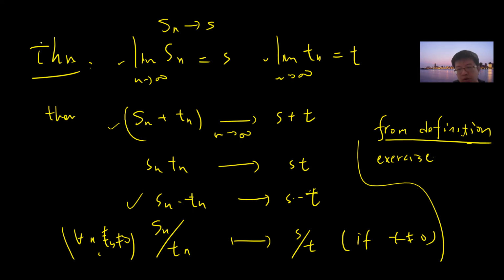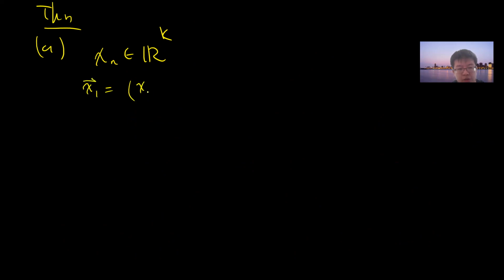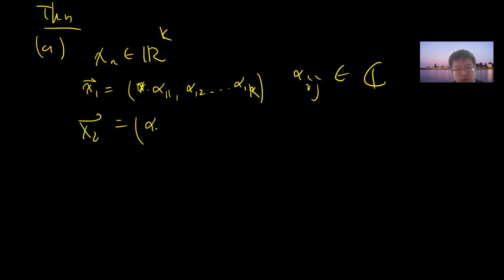Okay, so finally, a quick generalization theorem. Suppose you have a multi-dimensional space, like the Euclidean space R^k. So let's say each x_n in R^k contains k-tuples. For example, x_1 contains alpha_11, alpha_12, up to alpha_1k, and these alpha_ij are all complex numbers. And x_2 does the same thing: alpha_21, alpha_22, up to alpha_2k. So these are all complex numbers.